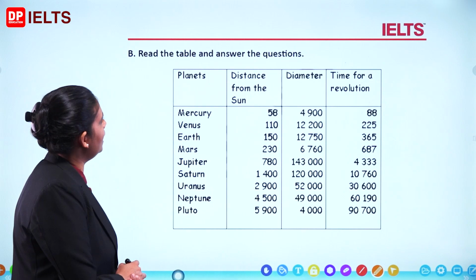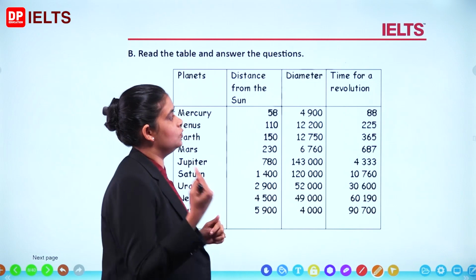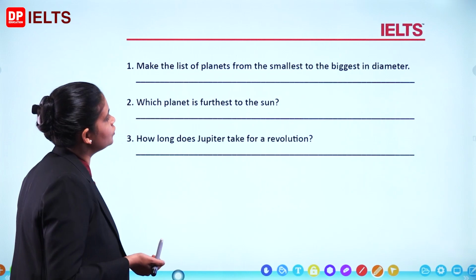There is the planet, there is the distance from the sun, there is the diameter, the size around, and the time for revolution. Right? So make a list of planets from the smallest to the biggest diameter.